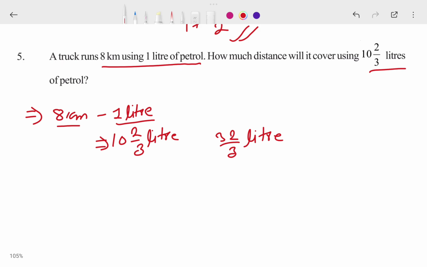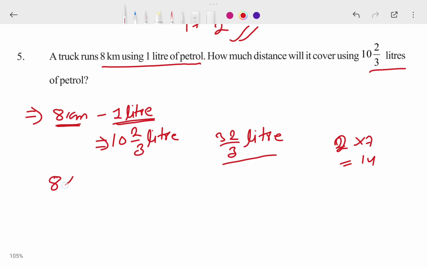Let's suppose if I tell you, in one day you have 2 chocolates, then in 7 days how many chocolates do you have? So definitely you will multiply by 7, then you can say 14 chocolates in 7 days, like that only. So 8 kilometers in 1 liter, then if you have 32 liters of petrol, how many kilometers can they go? Okay, let's solve this one.